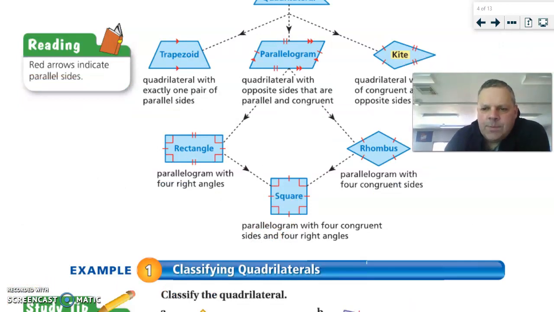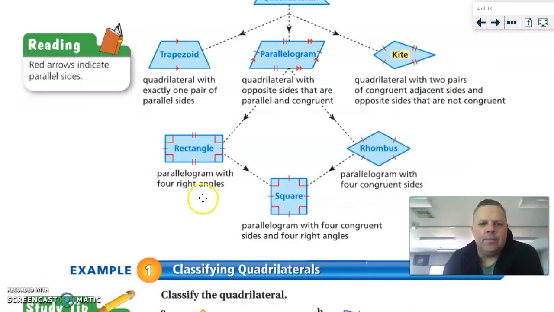Now we're going to talk about some specific kinds of parallelograms. So all of these 3 types down here are specific types of parallelograms. They are quadrilaterals where the opposite sides are parallel and congruent. And if that is the case, we have a parallelogram with 4 right angles. That's called a rectangle. Notice the opposite sides are the same. The opposite sides are parallel. And we have 4 right angles.